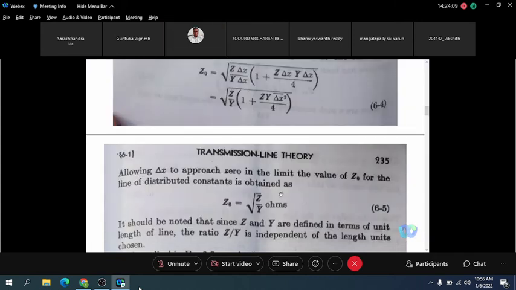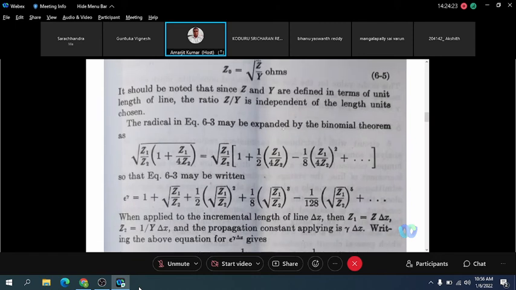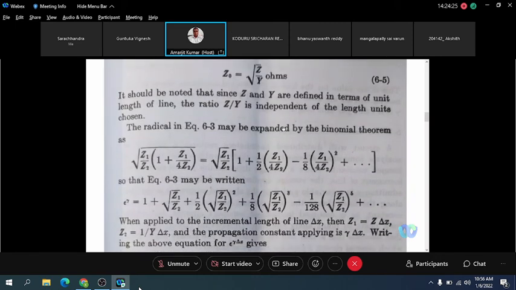Okay. Same thing you are seeing here. Z into delta X divided by Z1, Z2, na? Z2 I told you 1 upon Y into delta X. Same thing they have done here. So Z0 is equal to under root Z upon Y, or is equal to under root R plus j omega L divided by G plus j omega C. Delta X will be cancelled off.